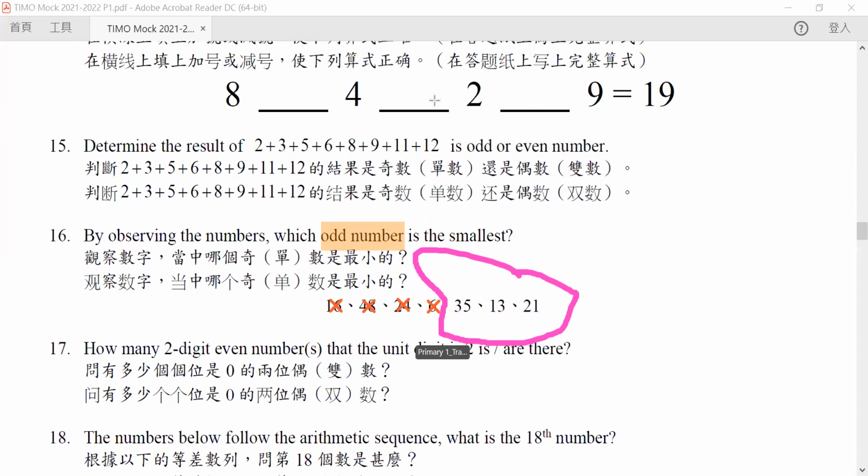Now, remember that if a number needs to be the smallest, its most significant digit, which is the 3, 1, and 2 in here, needs to be smallest. So which one of them is smallest? It is our 13. So our answer is equal to 13. Okay, so this is our question number 16.